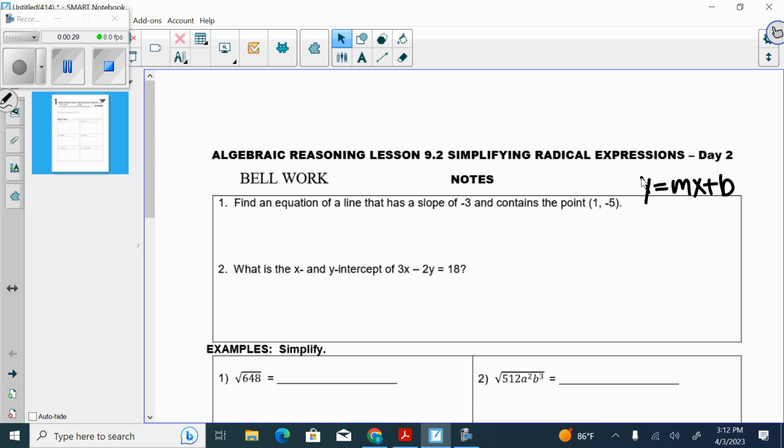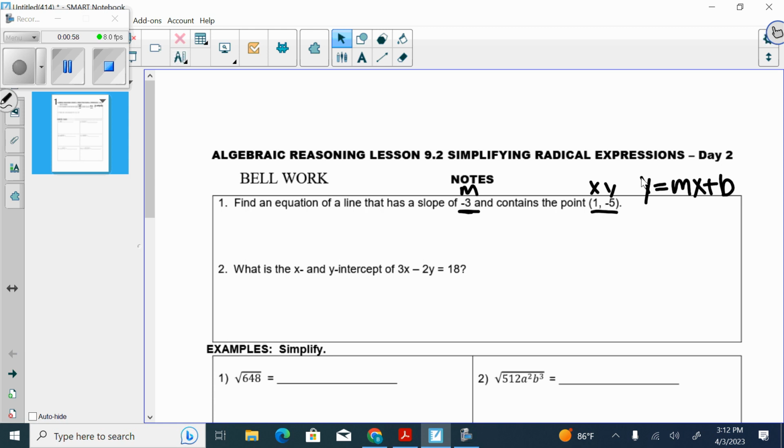So, for example, this coordinate point. What letters does a coordinate point represent? X and Y. So I know I can plug in 1 for X and -5 for Y. They also said the slope was -3. What letter is the slope? The M. Now I have something for every letter except the B, so we can solve for B, right?